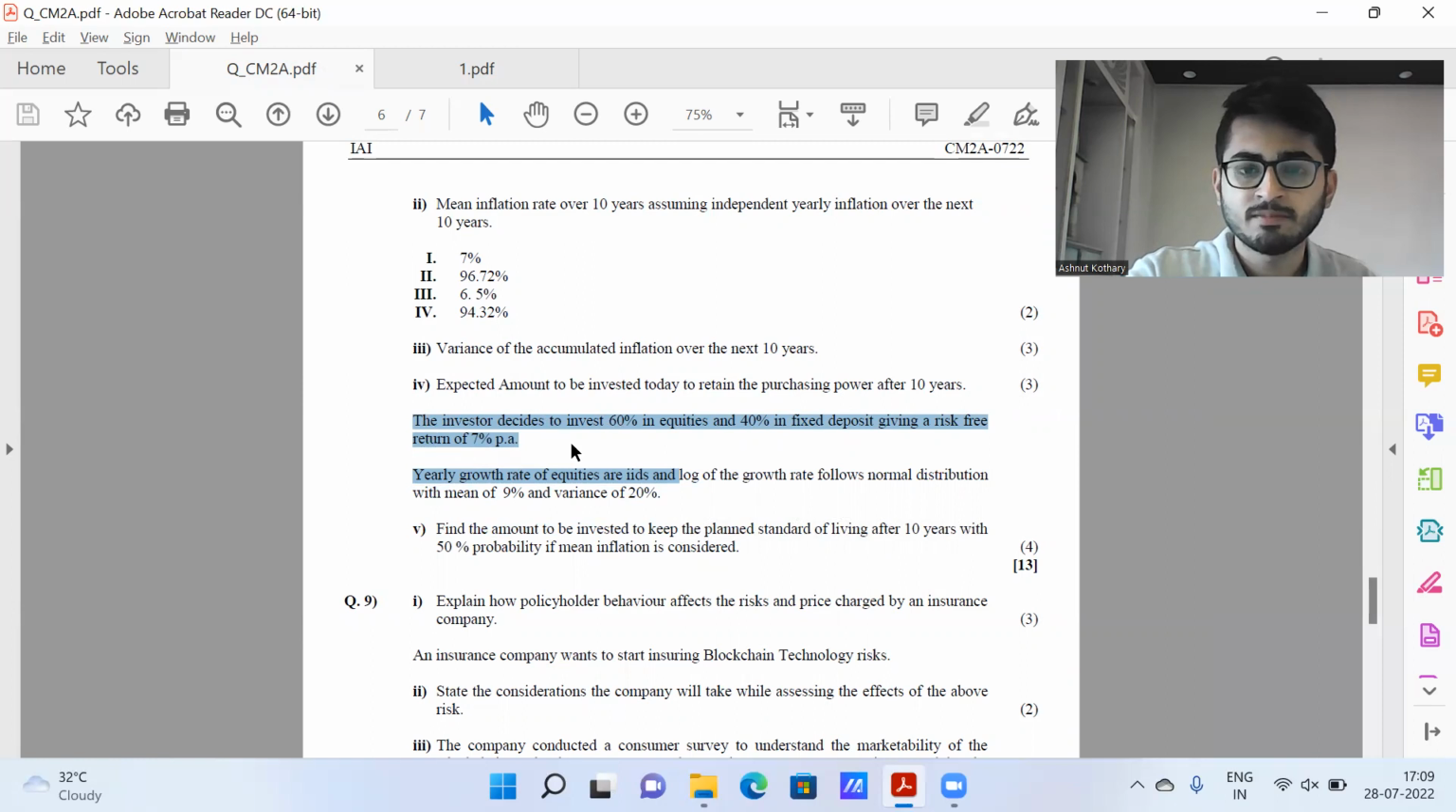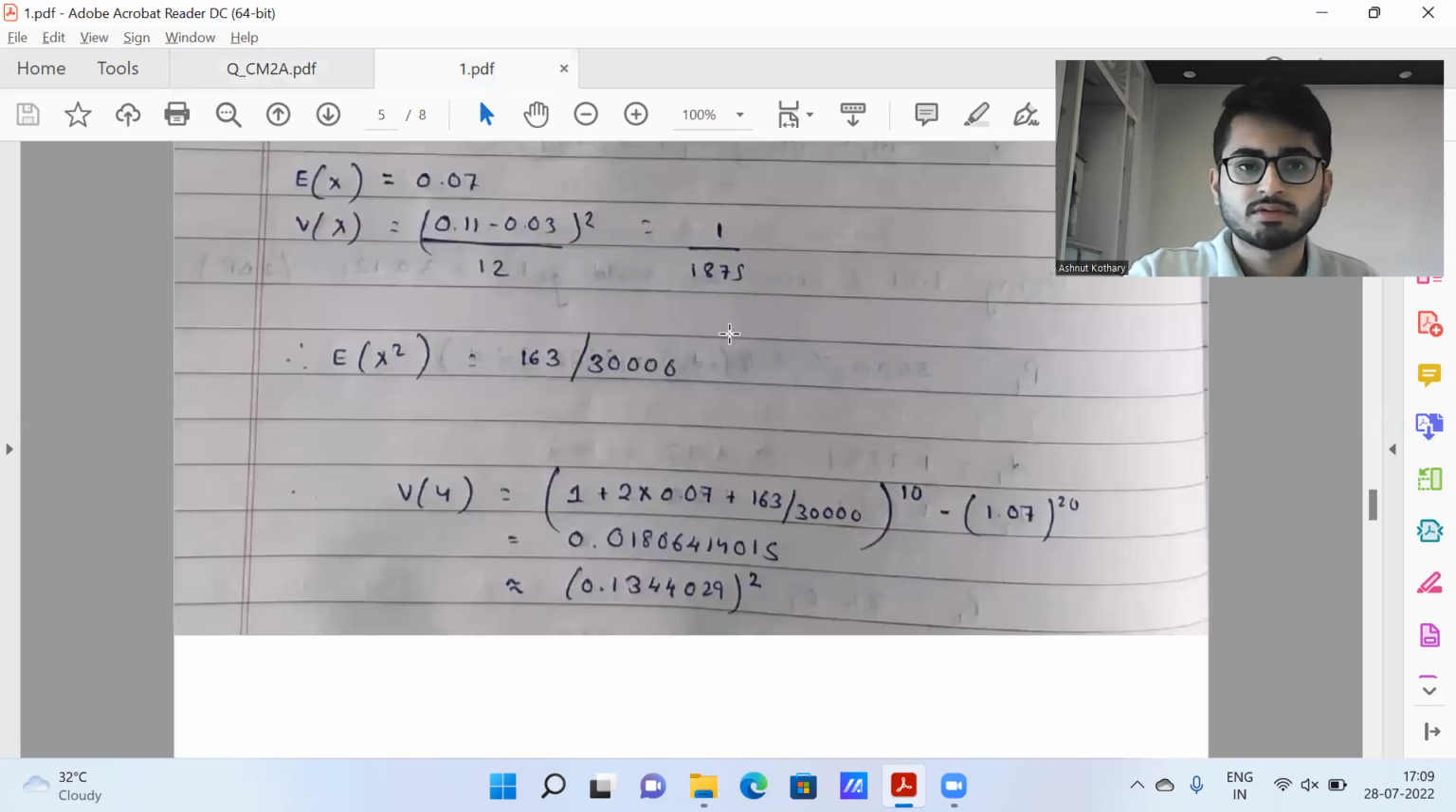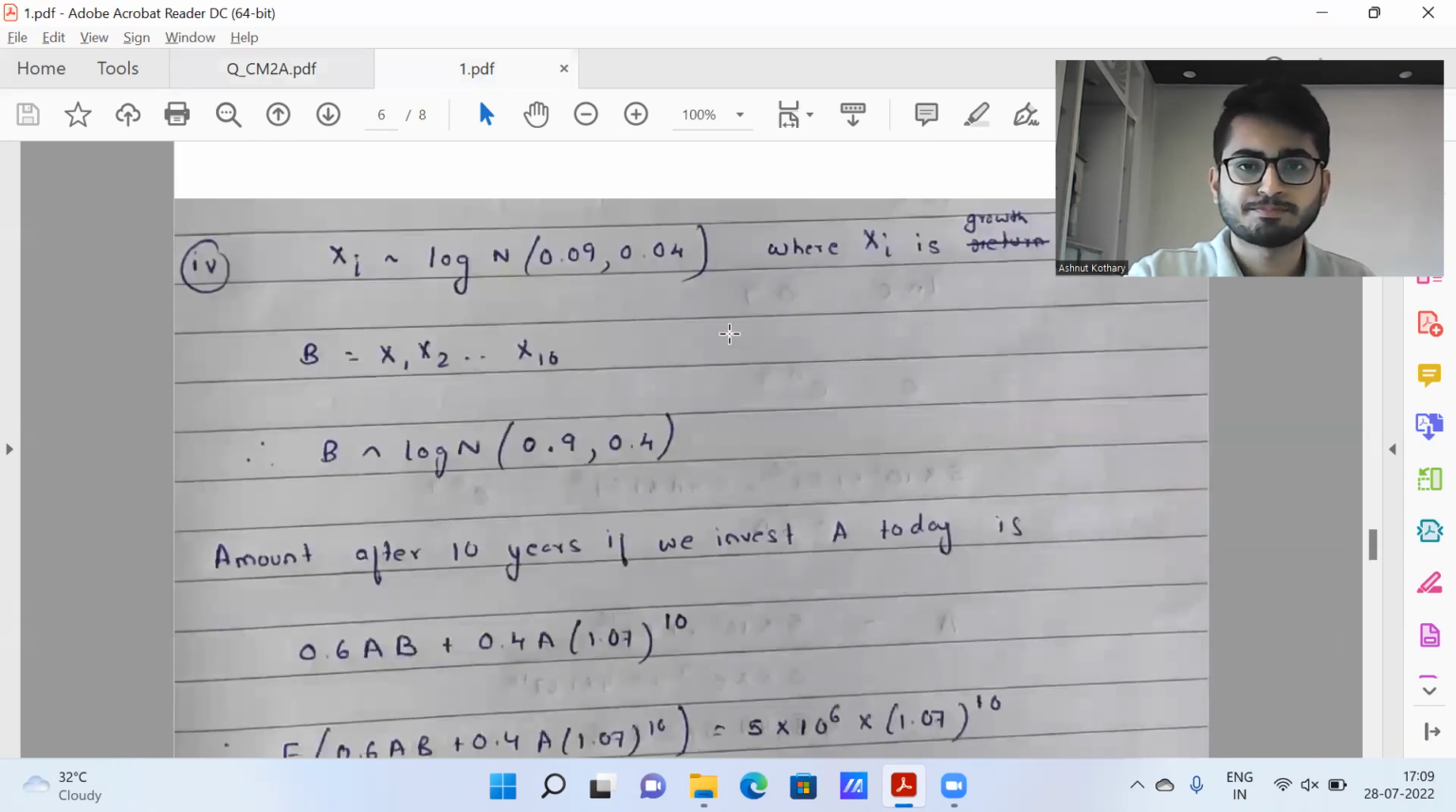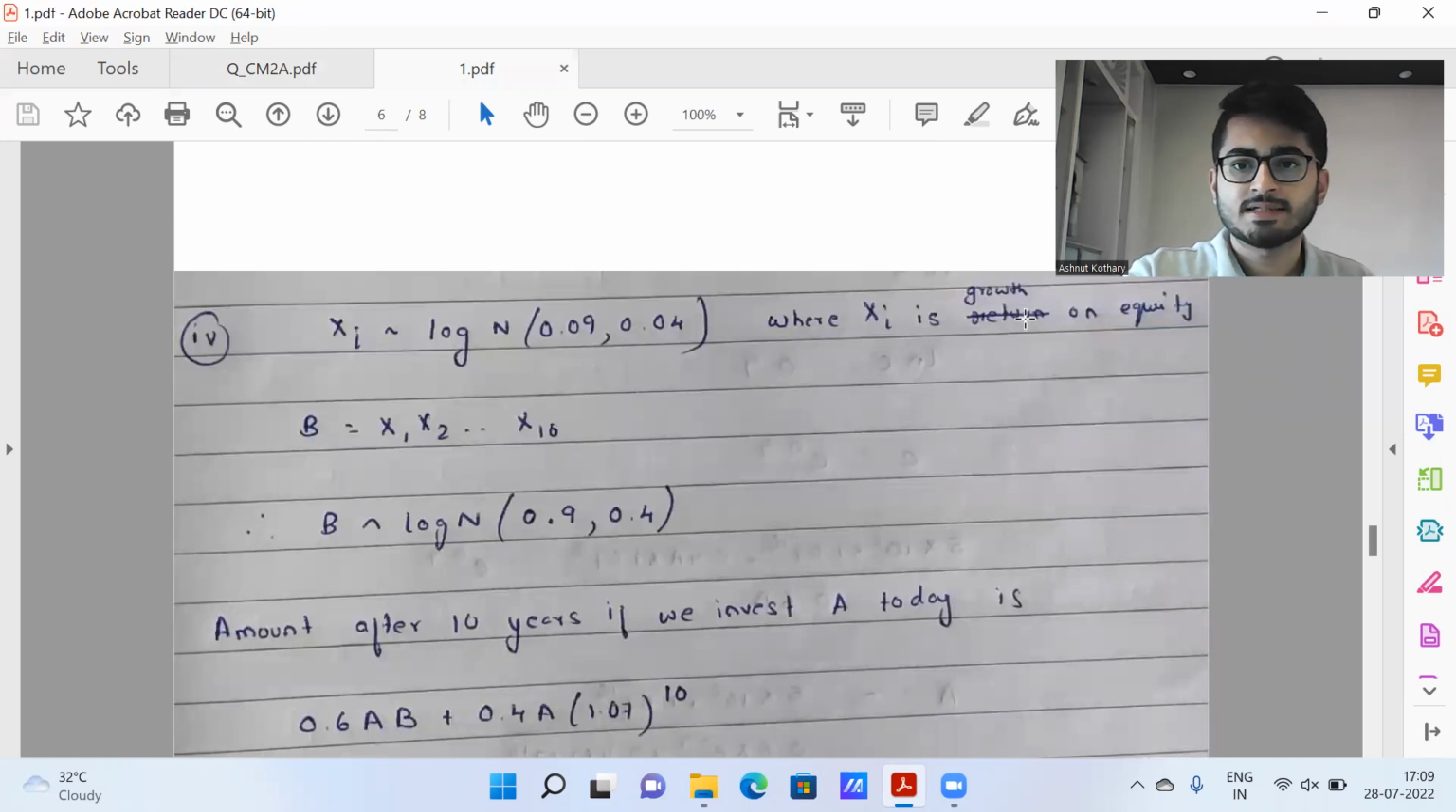So I have considered a split of 60% in equities and 40% in fixed deposit, giving a risk-free return of 7% per annum. And I've also assumed that the growth rate follows the log normal distribution with parameters 0.09 and 0.2. So this is the solution for part 4. Xi is the growth on equity. Xi follows log normal 0.09, comma 0.04, which is 0.2 squared.